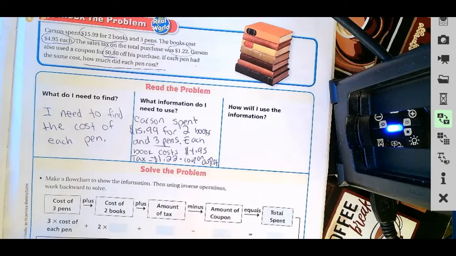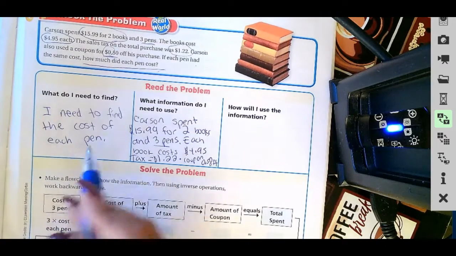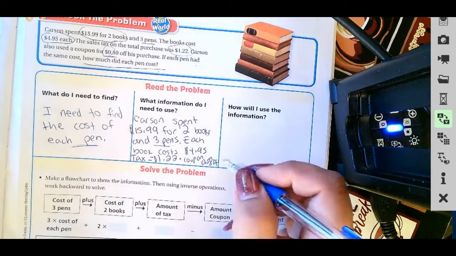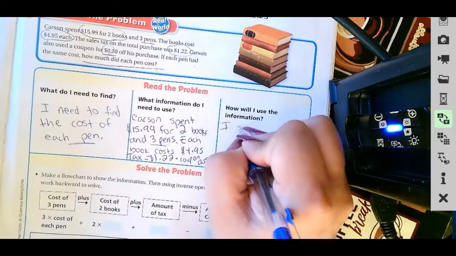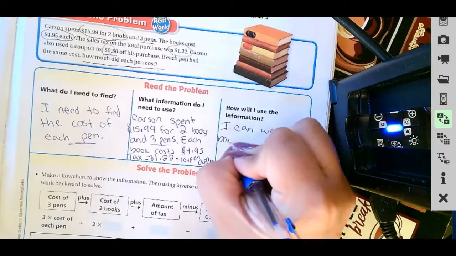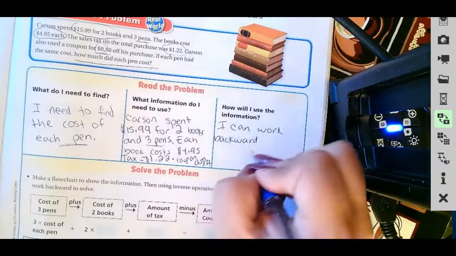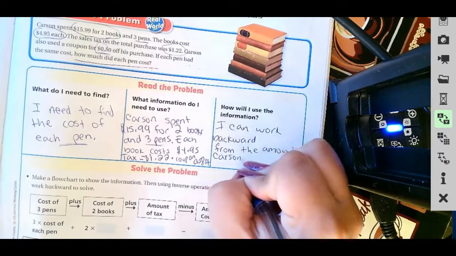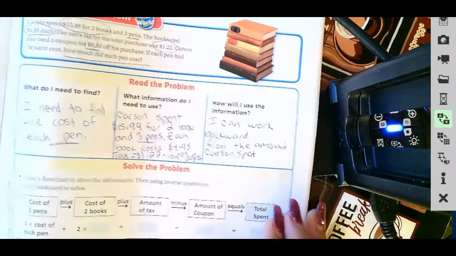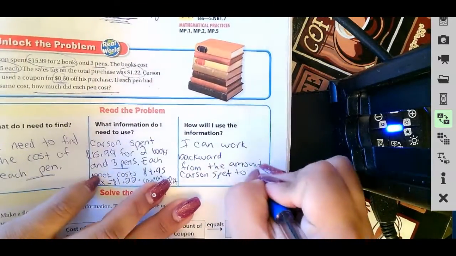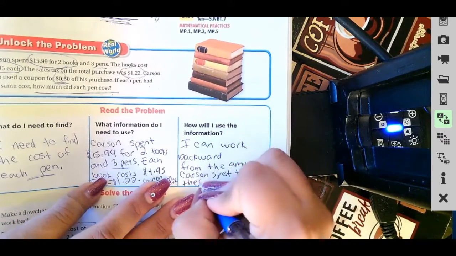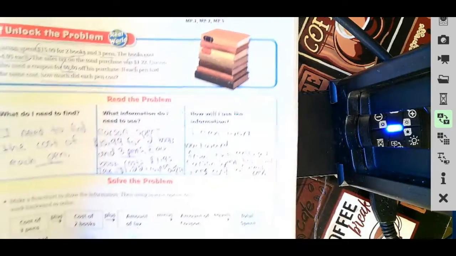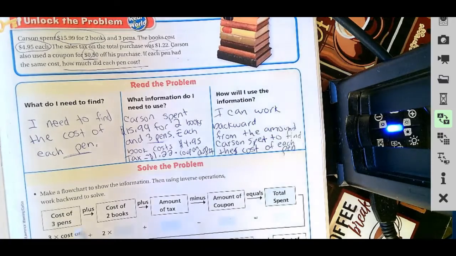Now, how will I use the information? How can I figure out the cost of each pen? Well, I know that I need to separate this out. I need to leave pens alone. So I'm going to do that by working backwards. I can work backward from the amount Carson spent to find the cost of each pen. Okay, I can work backward from the amount Carson spent to find the cost of each pen.